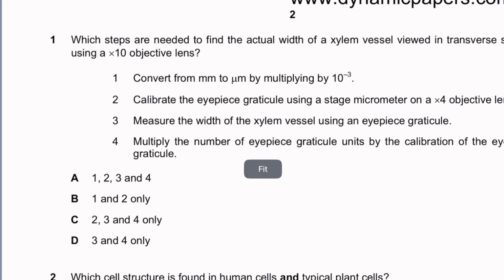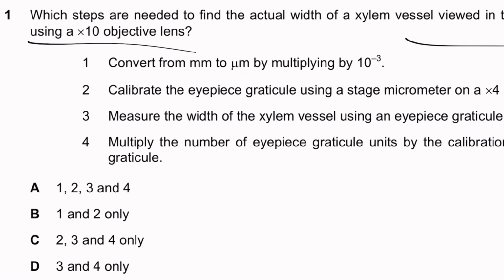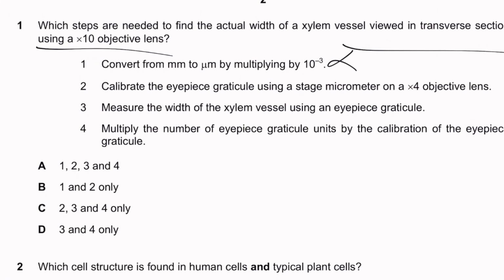Which steps are needed to find the actual width of a xylem vessel viewed in a transverse section using a times 10 objective lens? Okay, convert from millimeter to micrometer by multiplying by 10 to the negative 3. Actually, you should multiply by 10 to the power of 3, not 10 to the negative 3, because 10 to the negative 3 is like dividing by 1,000. So this is wrong. Calibrate the eyepiece graticule using a stage micrometer on a times 4 objective lens.